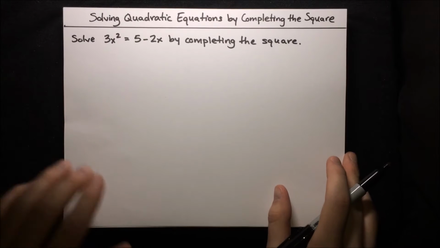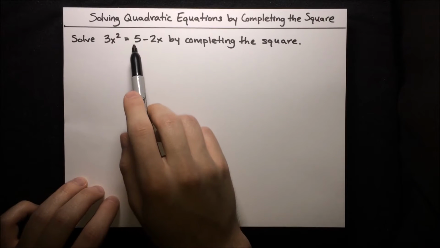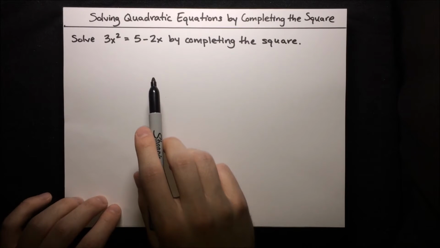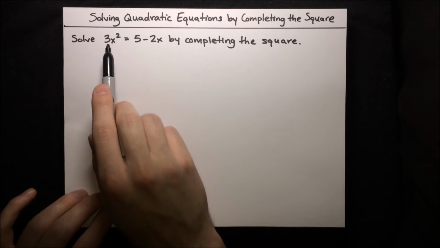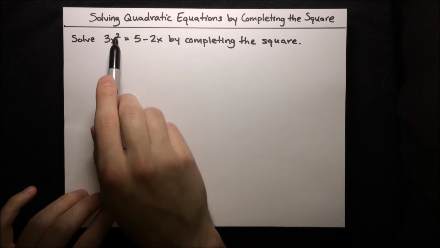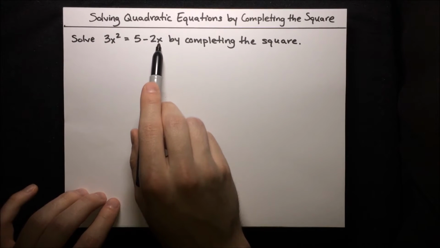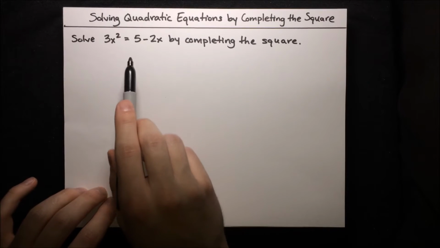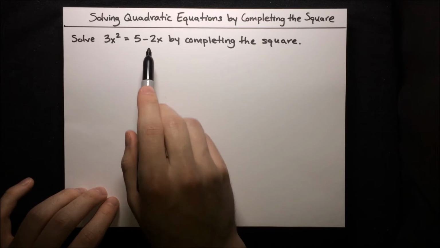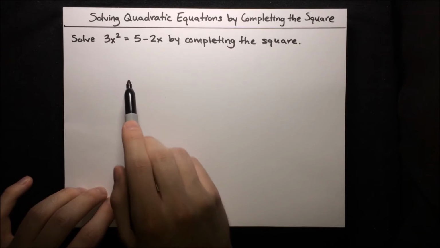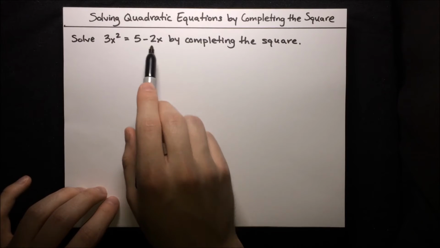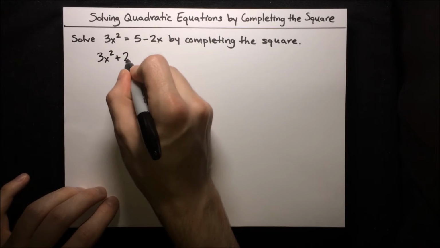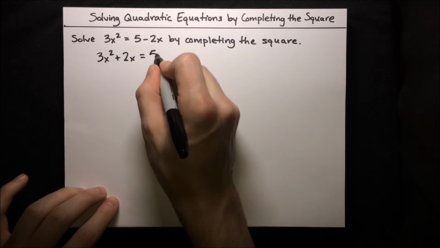Alright, here's another example. Let's solve this equation 3x squared equals 5 minus 2x by completing the square. Now this example is a little bit trickier than the previous one because now we've got x on both sides of the equation. We've got an x squared on the left-hand side and an x on the right-hand side. And to complete the square, we need all of the x's to be moved onto a single side of the equation. So why don't we just move this minus 2x over to the left-hand side by adding 2x to both sides, cancel that out. So we'll have 3x squared plus 2x equals 5.